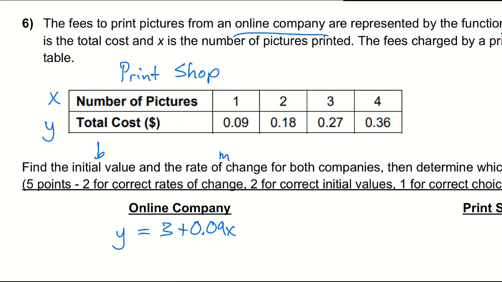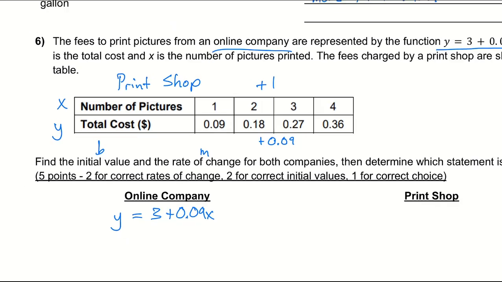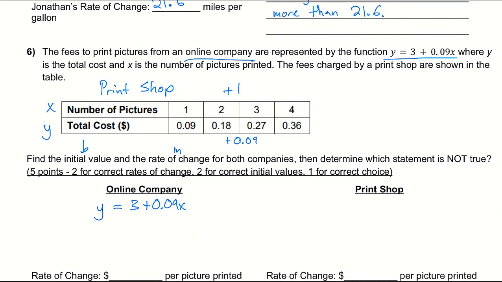So looks like 1, 2, 3, 4. All of these are plus 0.09. I think it's 0.09 for all of these. Yeah, 0.09. So all of these are plus 0.09. Interesting. Uh-oh. Okay, well, anyhoodles. My m is going to be that rate of change, 0.09, because that divided by 1 is just going to be that.